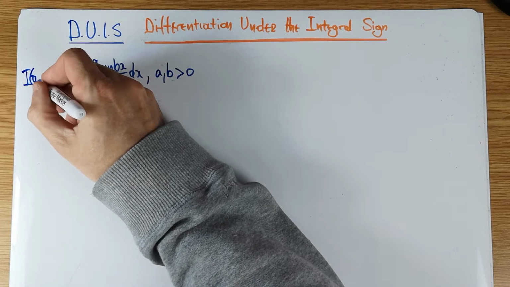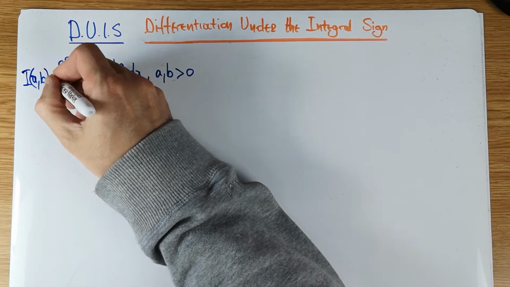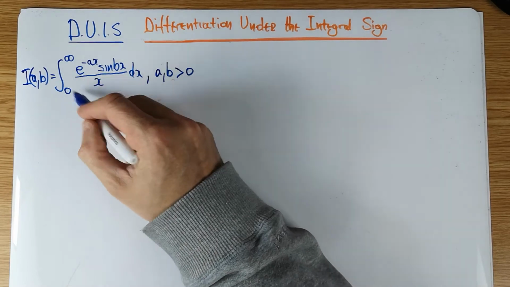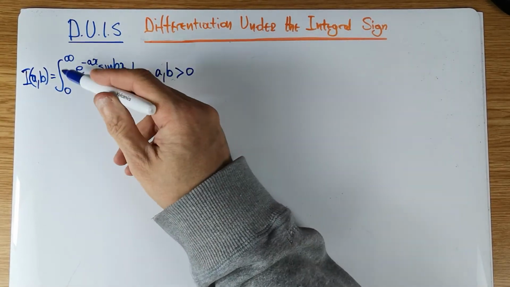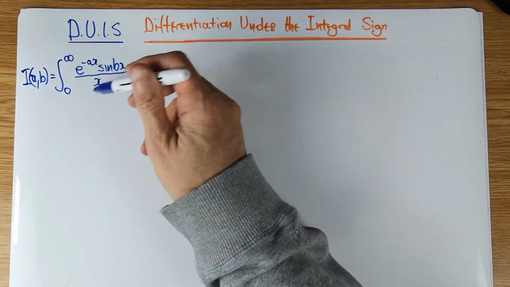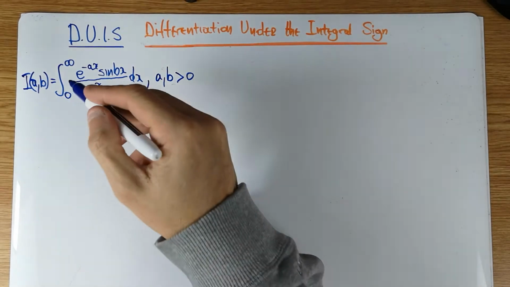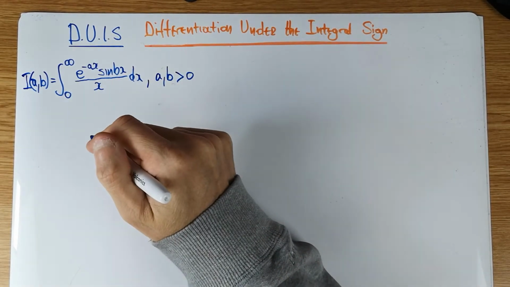I is a function of two parameters, I of a and b. Of course, x is a dummy variable, so it will just disappear. This will be some expression in a's and b's. So this is what we've got up there so far. Now we're going to do some kind of differentiation with respect to either a or b.